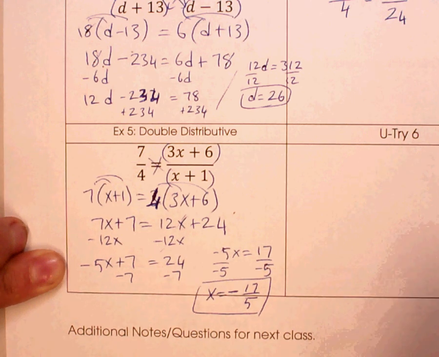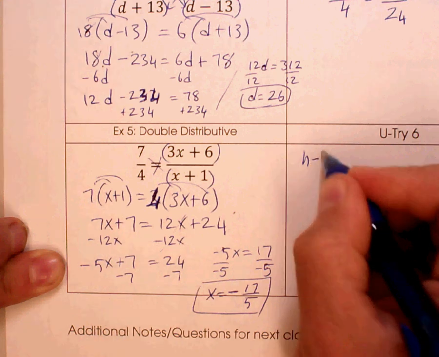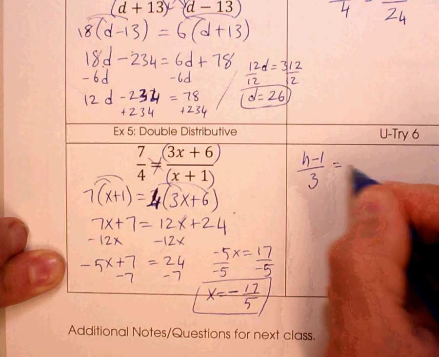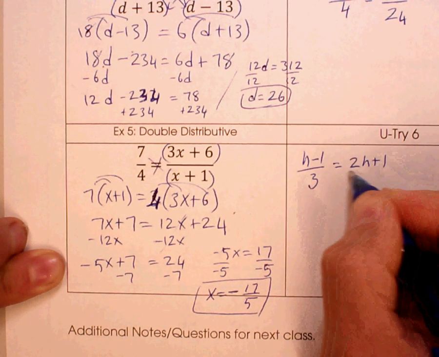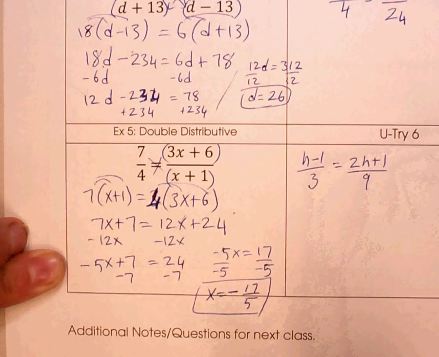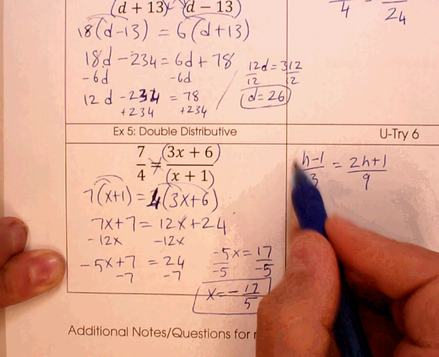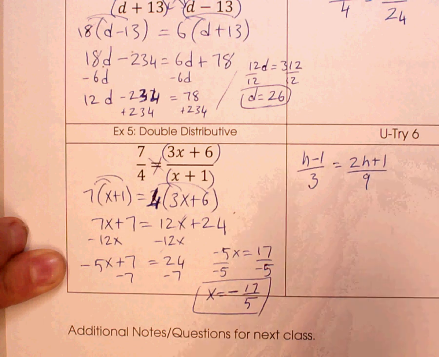Here's your last U-try. (h minus 1) over 3 is equal to (2h plus 1) over 9. Make sure to put your parentheses around the numerators that have multiple terms. Then do your distribution. Solve for h.